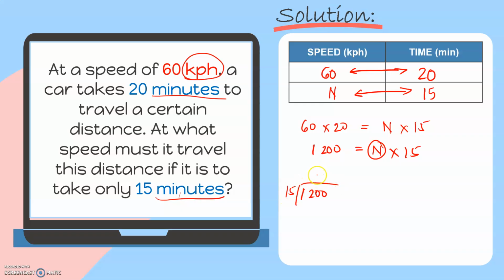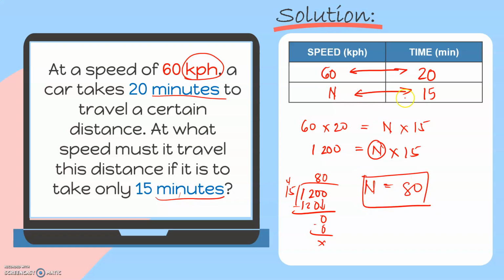For us to find the value of n, we'll just divide 1,200 by 15. Okay. Let's try here 8. We have 8 times 5, that will be 40. 8 times 1 is 8 plus 4, that's 12. Then we'll have 0. 0 divided by 15 is 0. Okay. Therefore, the value of n is 80.